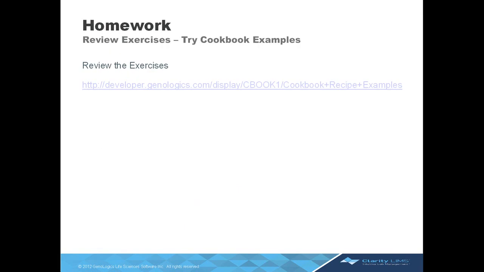And then there's some homework for you to complete offline, and that homework is to go to developer.genealogics.com and to review the exercises and some of the recipe examples that you can find under the cookbook resource.